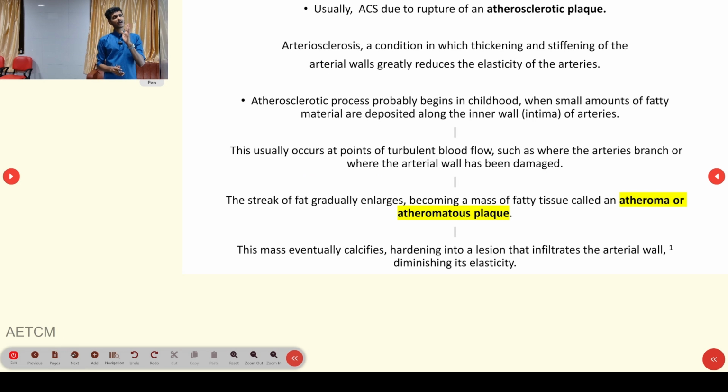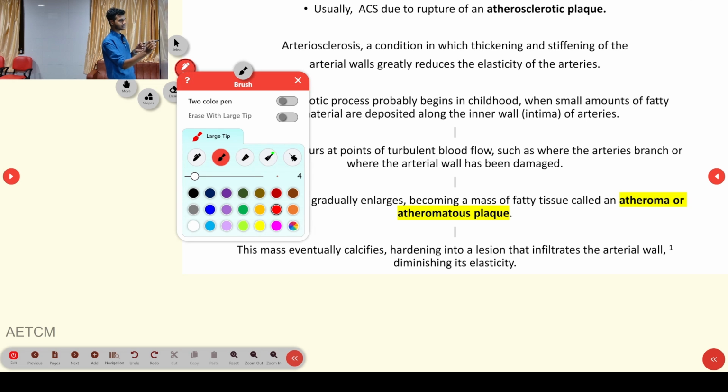So usually acute coronary syndrome happens because of a ruptured atherosclerotic plaque. So what is atherosclerosis? Atherosclerosis is a condition in which there is thickening and stiffening of the arterial wall. That will reduce the elasticity of the artery. So we'll see this concept here: how the coronary arteries get thickened and stiffened. First we'll see it one by one.